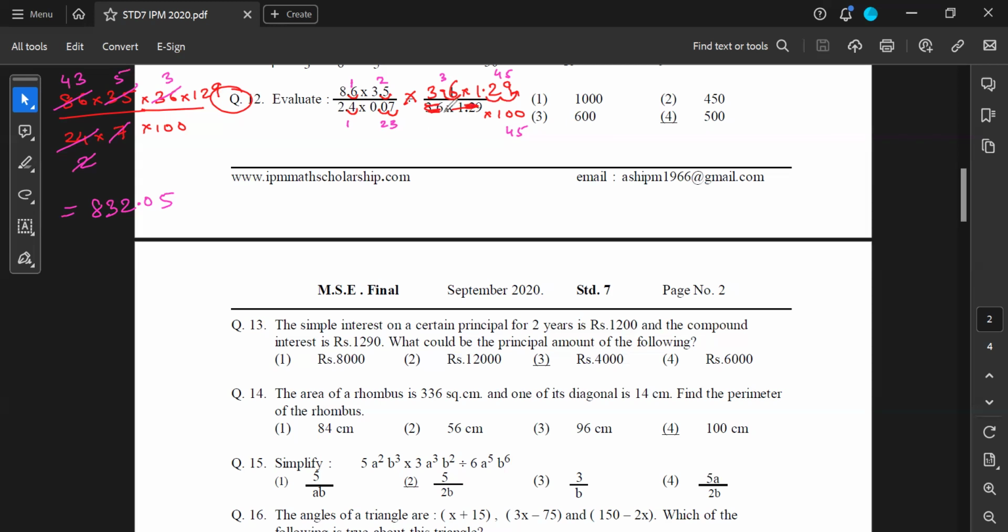So I think this is a wrong question, which is hardly possible. But still, I'll do one thing. I'll get back to you after speaking with Ajinkya sir. Okay, I'll just make a note of this question.